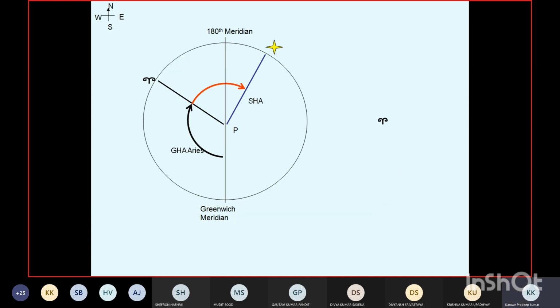Any doubt, anyone? So I have GHA Aries, I have SHA star. If I add the two, I have what? GHA star. Yes, sir. Anyone has any doubt here? Please ask. Is this statement correct? GHA star is equal to GHA Aries plus SHA star. Yes, sir. GHA star is equal to GHA Aries plus SHA star. You can see the relationship now.